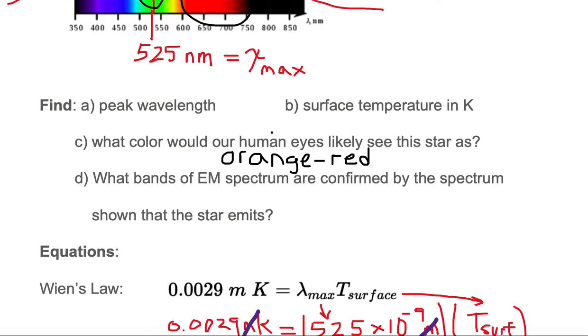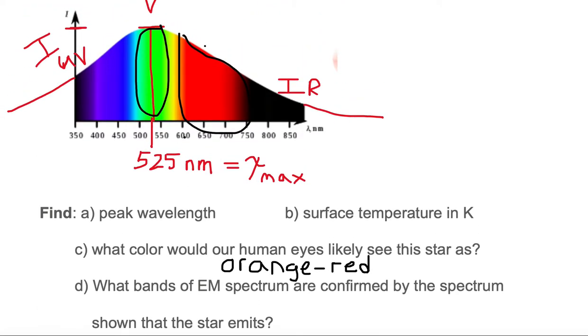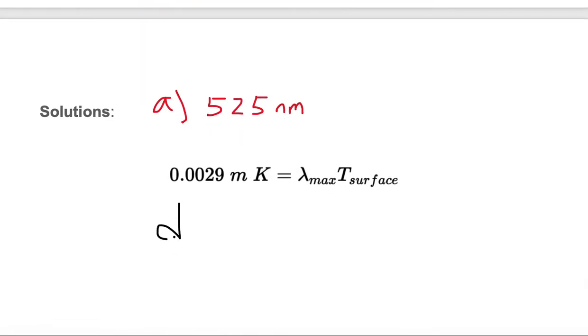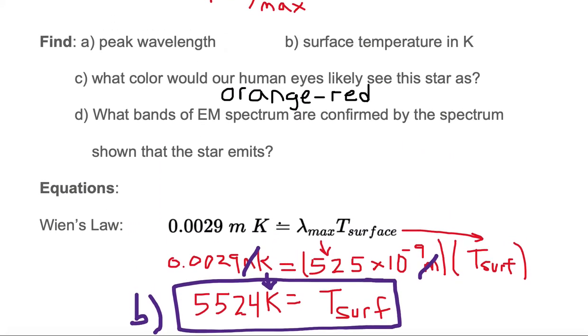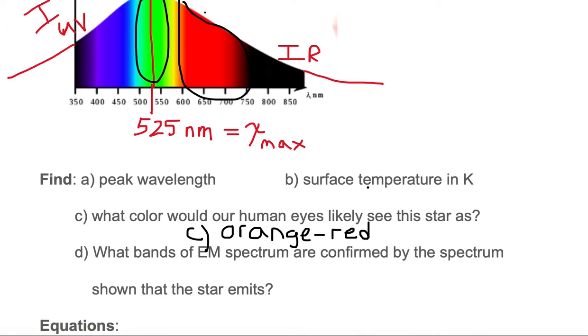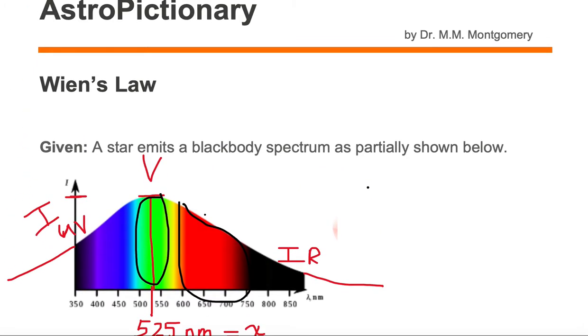Question D says, what bands of the electromagnetic spectrum are confirmed by the spectrum shown that the star emits? Well, we can confirm ultraviolet, we can confirm the visual band, and we can confirm the infrared band. Those are the only three that we can confirm. So I'm going to put answer D here as IR, V, and UV. Those are the three bands that we can confirm. So we have A, B, and here's answer C. Out of our 4 questions, we have 4 answers on Wien's Law.